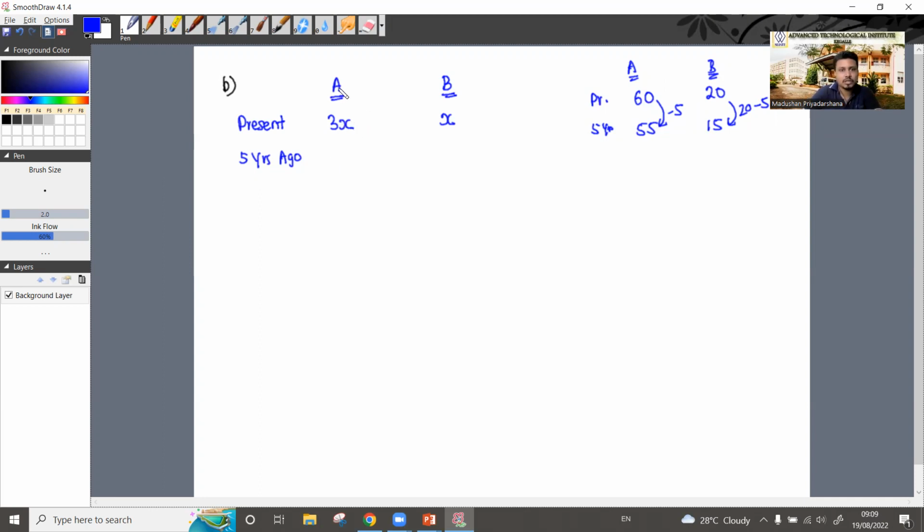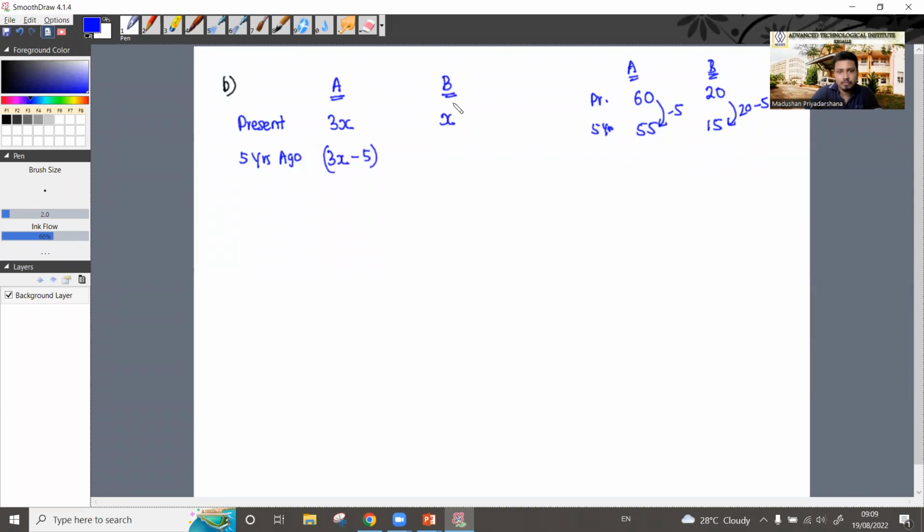5 years ago, what about A's age? 5 years ago, what should A's age be? Here the present age is 3x. Then it should be 5 less than this. This is the percentage of A, that is 3x. 5 years ago means what? We need to deduct another 5 from this. So this is the age of A 5 years ago.